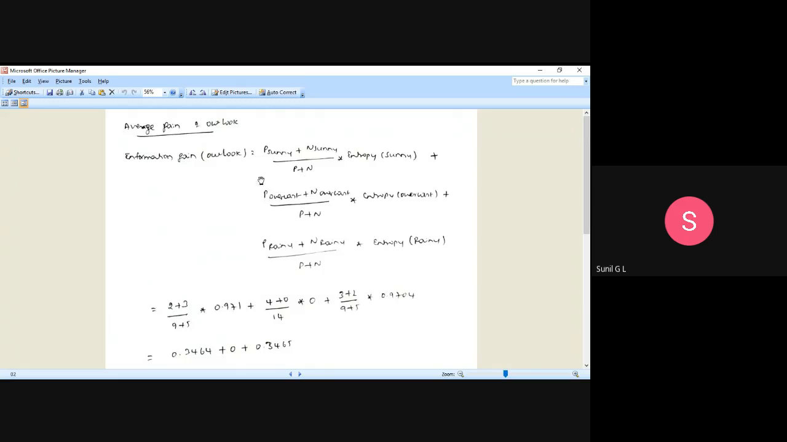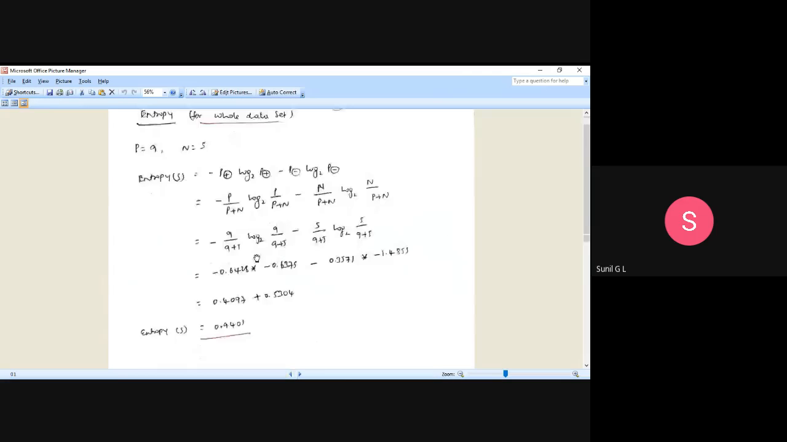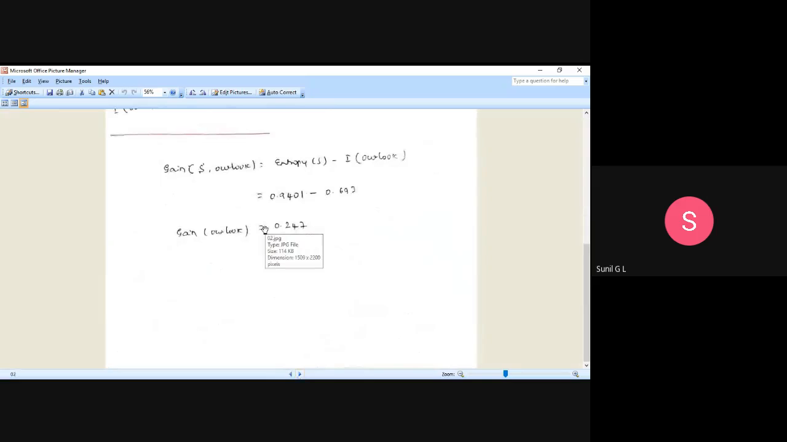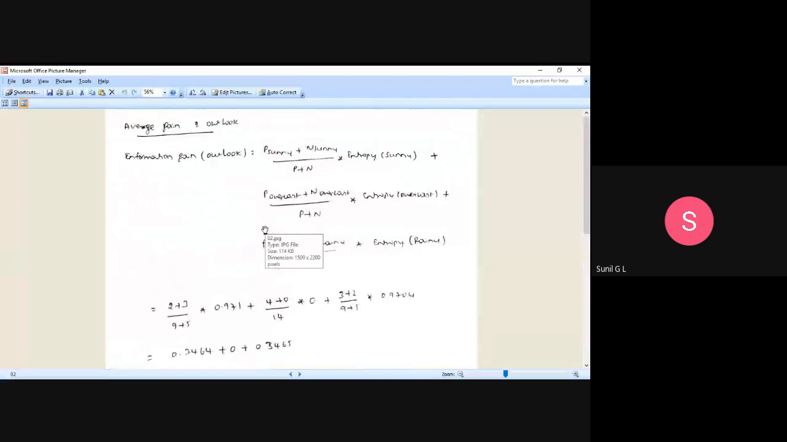Okay, this is the formula to calculate the average information gain. Here we have three different values, and for all three we already calculated entropy. How do you calculate it? This is very easy. Average information gain involves sunny, overcast, and rainy, and we have calculated the entropy of all those data sets. Now I need to calculate the average information gain.